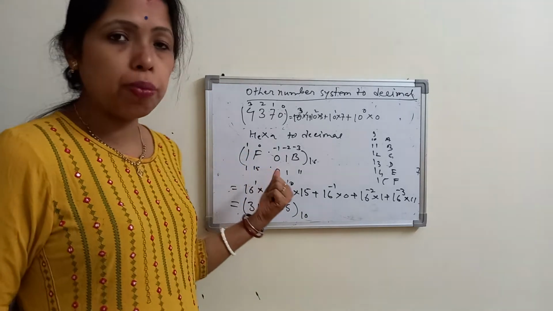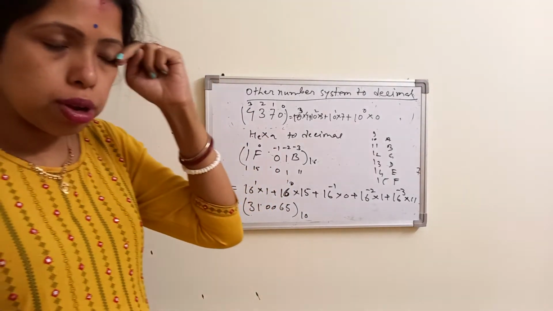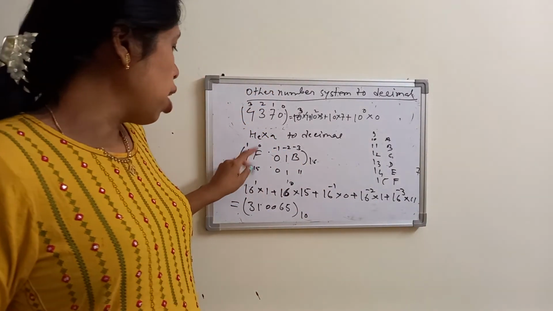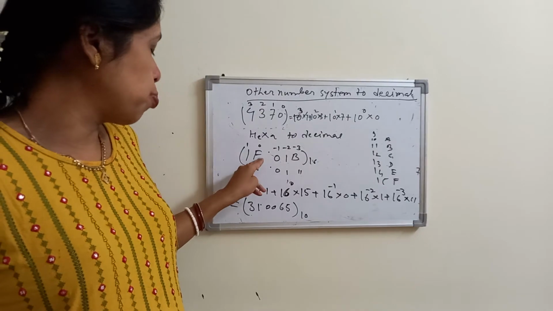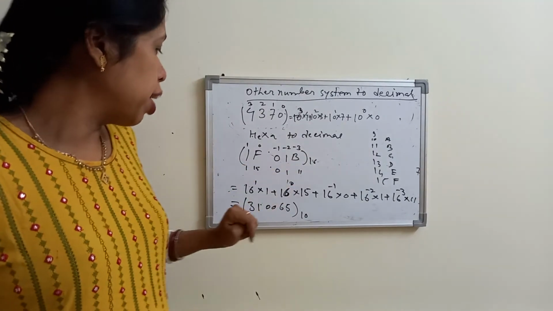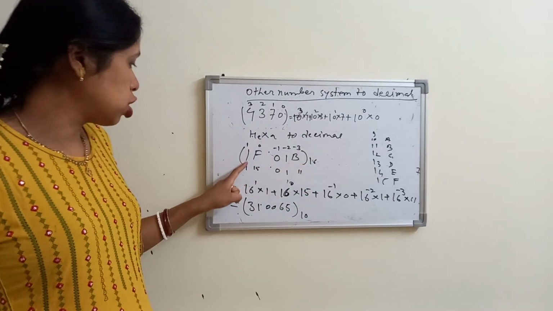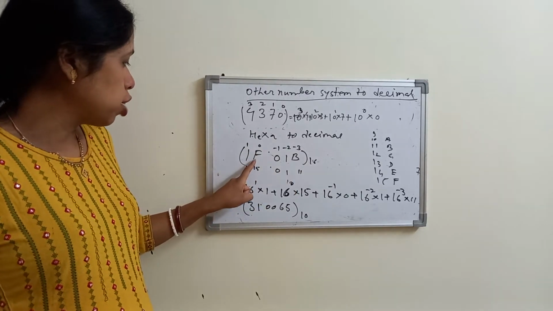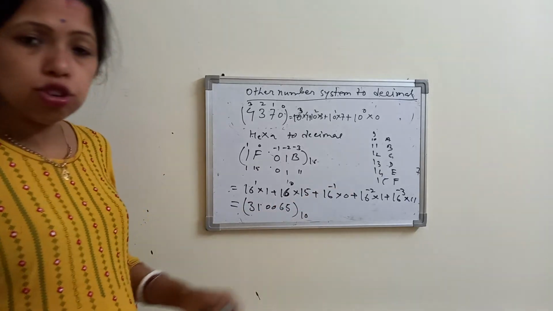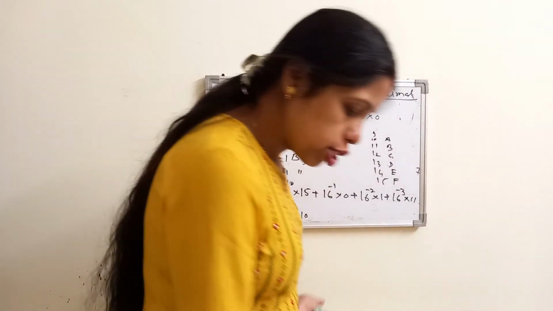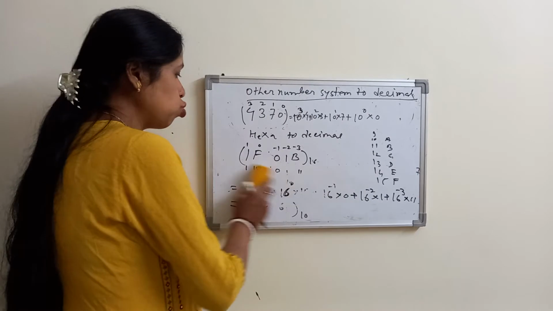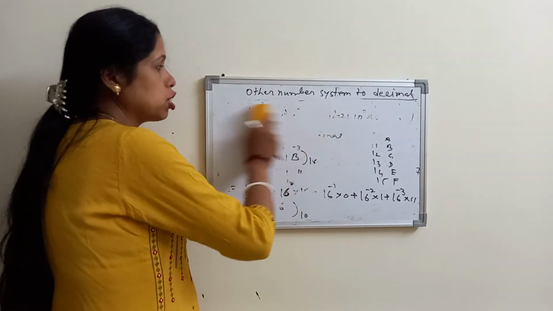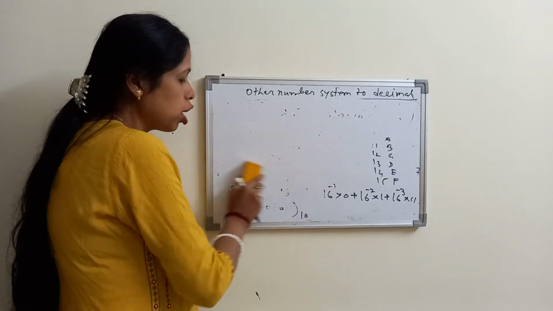So whatever hexadecimal number, if any digit is greater than 9, that is A, B, C, D, then after positioning those numbers, you have to convert F as 15, B as 11. Then base to the power position into coefficient, in this way I have to do, right? So this is the procedure for other number system to decimal number. Last class I discussed decimal to other number system. Now other number system to decimal.